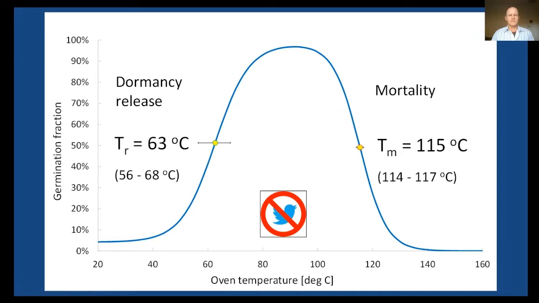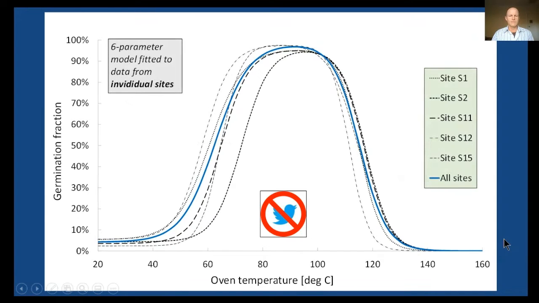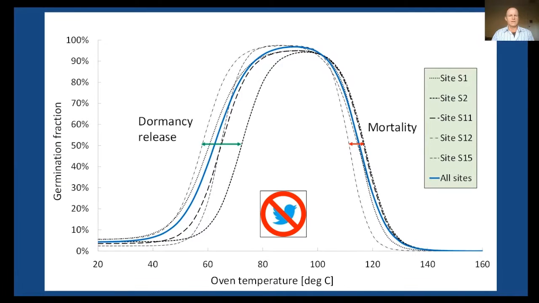So I looked at this from another perspective, and I refitted the model on individual sites using a subset of sites where I had enough temperature treatments to fit the entire curve. And as you can see, the site-to-site variability in the mortality threshold is again quite a bit lower than the site-to-site variability in the dormancy release threshold.